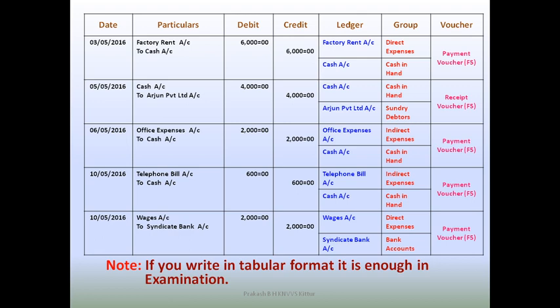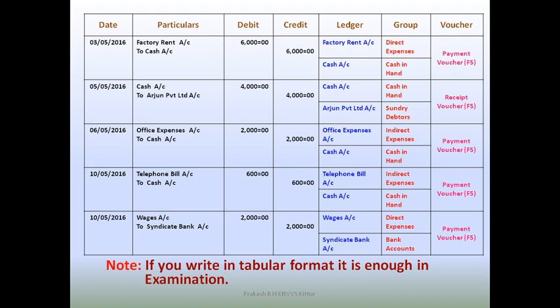On 5/5/2016, cash account 4,000. Cash account, because we have received the cash from Arjun Private Limited. The cash account has received the amount for the company. So the cash account, group cash in hand, and then to Arjun Private Limited. Arjun Private Limited is a sundry debtor. The ledger head is Arjun Private Limited, and the group is sundry debtor, which we already created in the earlier transaction.